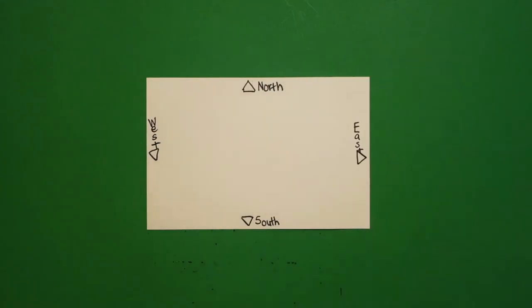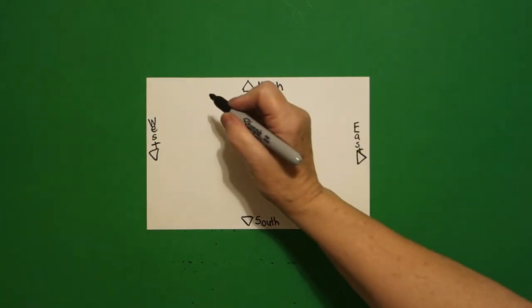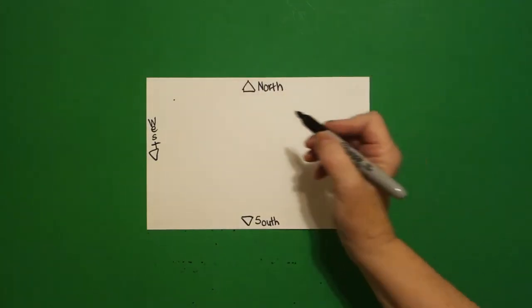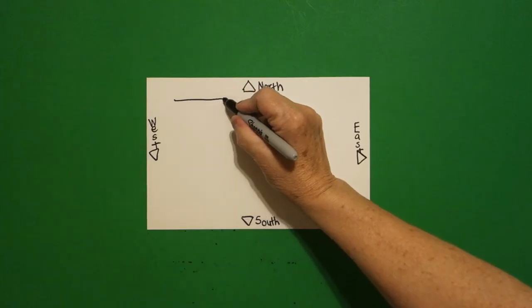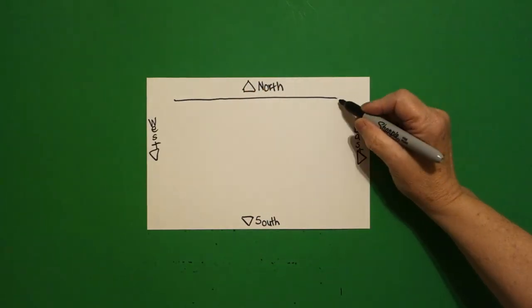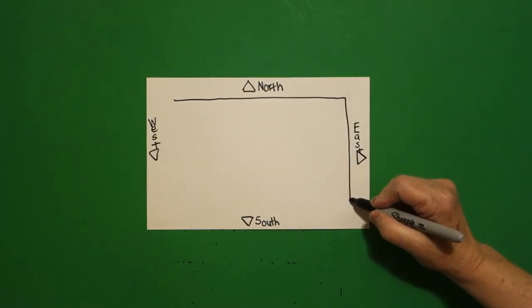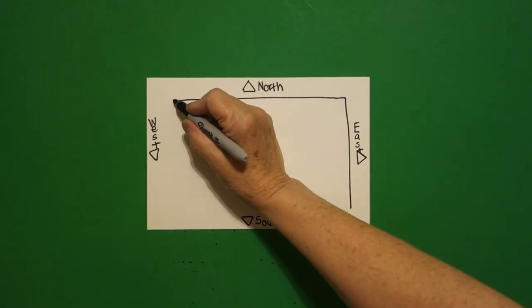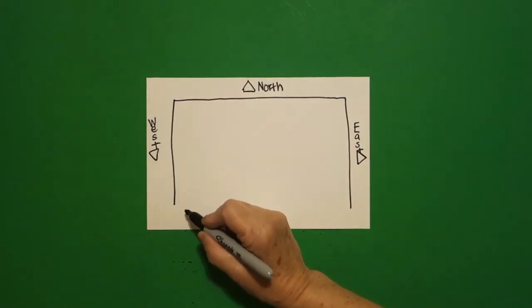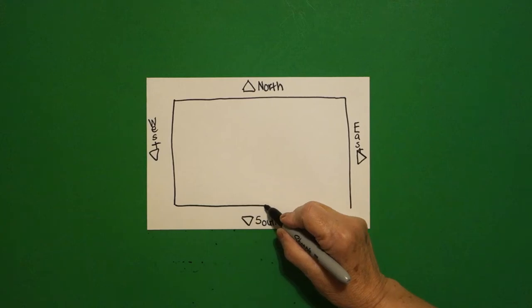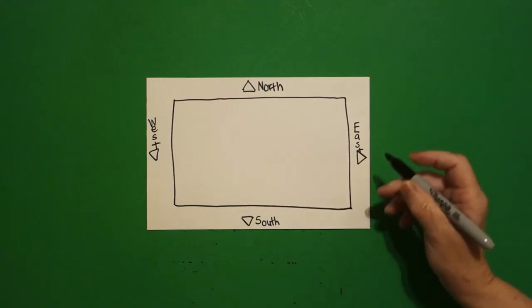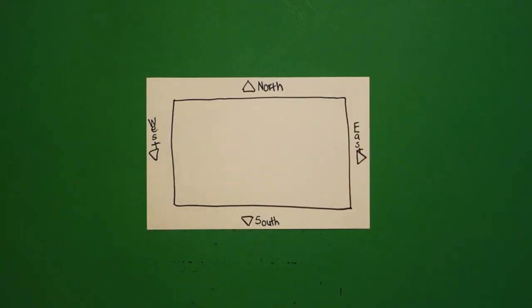Now I put a dot right here, and I'm just going to draw a straight line across, straight line down, come back to the dot, straight line down, straight line across. This is the interior, the inside part of my classroom.